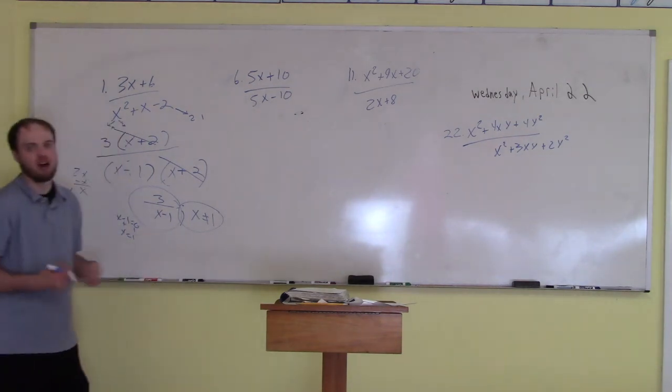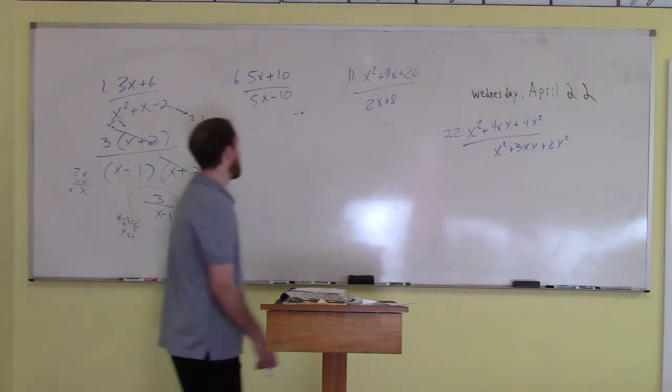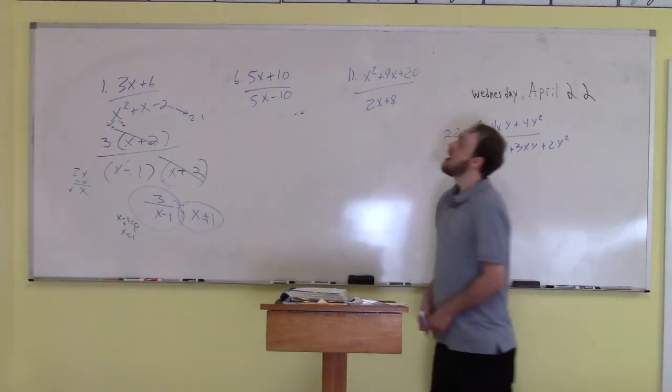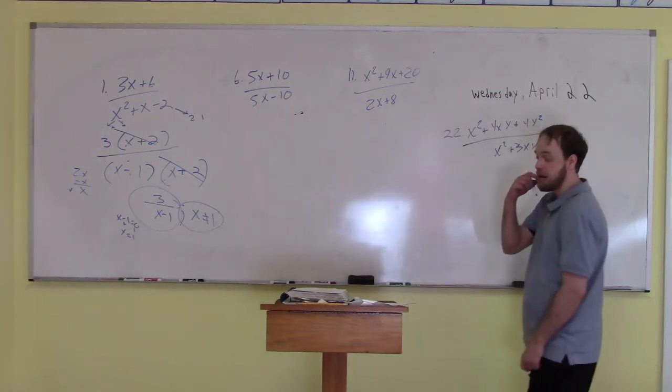So again, factor the top, factor the bottom, see what cancels, and then do what we did yesterday. Number 6 is the same thing. I have 5x plus 10 over 5x minus 10. So I'm going to factor the numerator first.